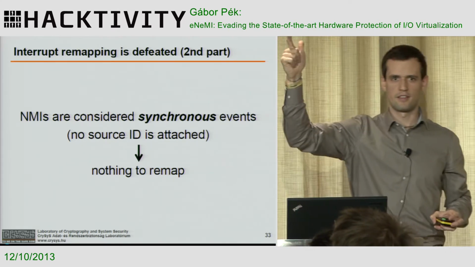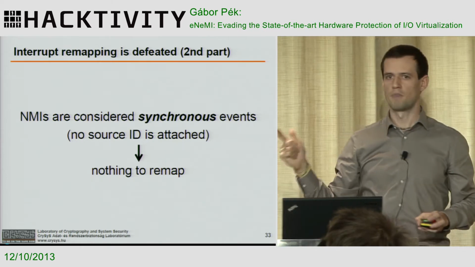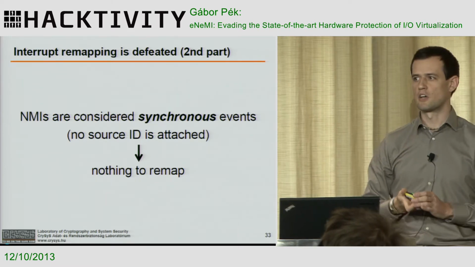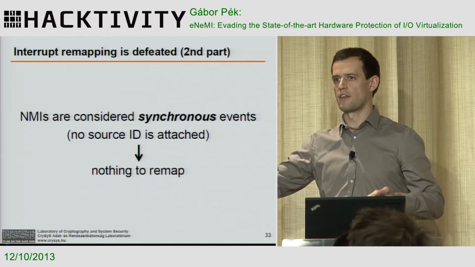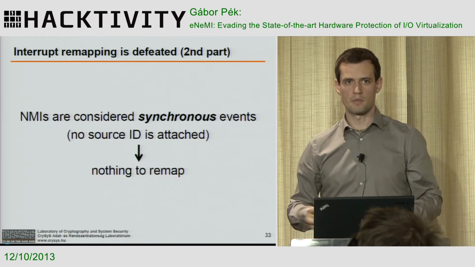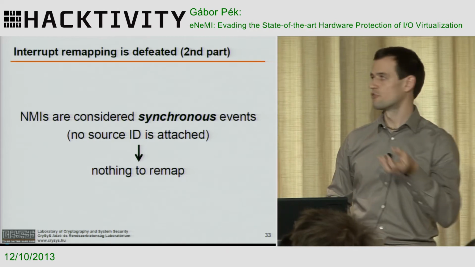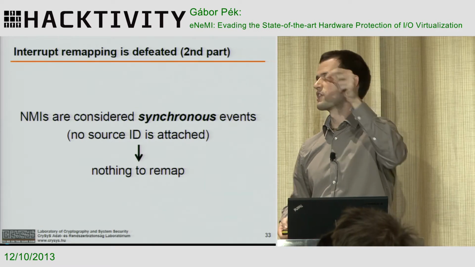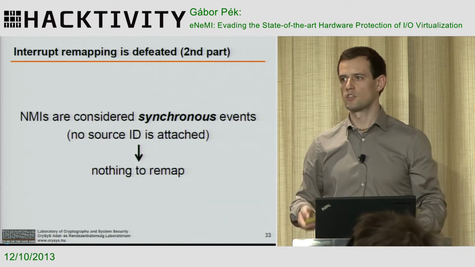And the second thing, and this is the really important thing, as I told you, is that a non-maskable interrupt is not an interrupt, but an exception. From the perspective of the hardware, this is an exception because it has to be served instantly. An interrupt is something that is asynchronous. Basically, you create something, and you create an interrupt. And if the CPU has resources, it is going to be served. But a non-maskable interrupt is like an exception. It has to be served instantly. And as a result, when a non-maskable interrupt is generated, no source ID, no BDF ID is attached. So the interrupt remapping engine cannot do anything. There is nothing to remap.